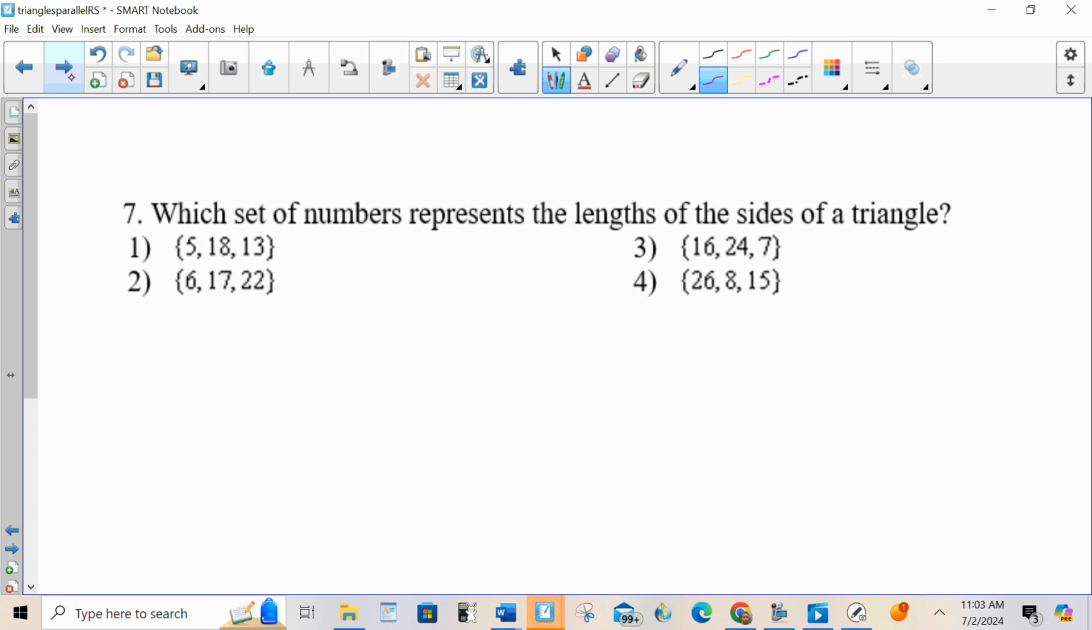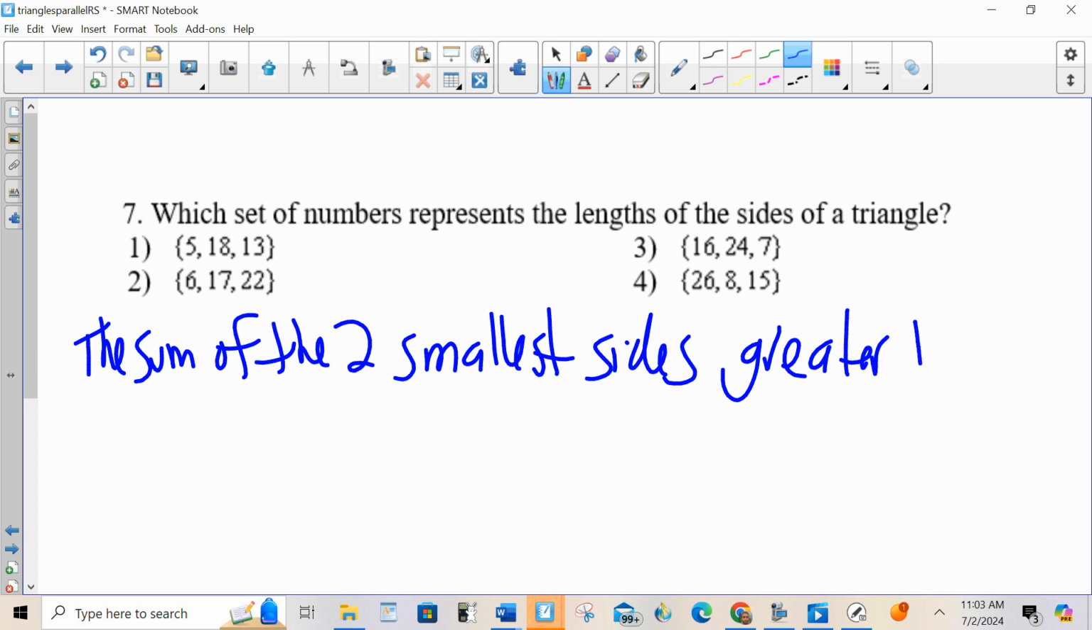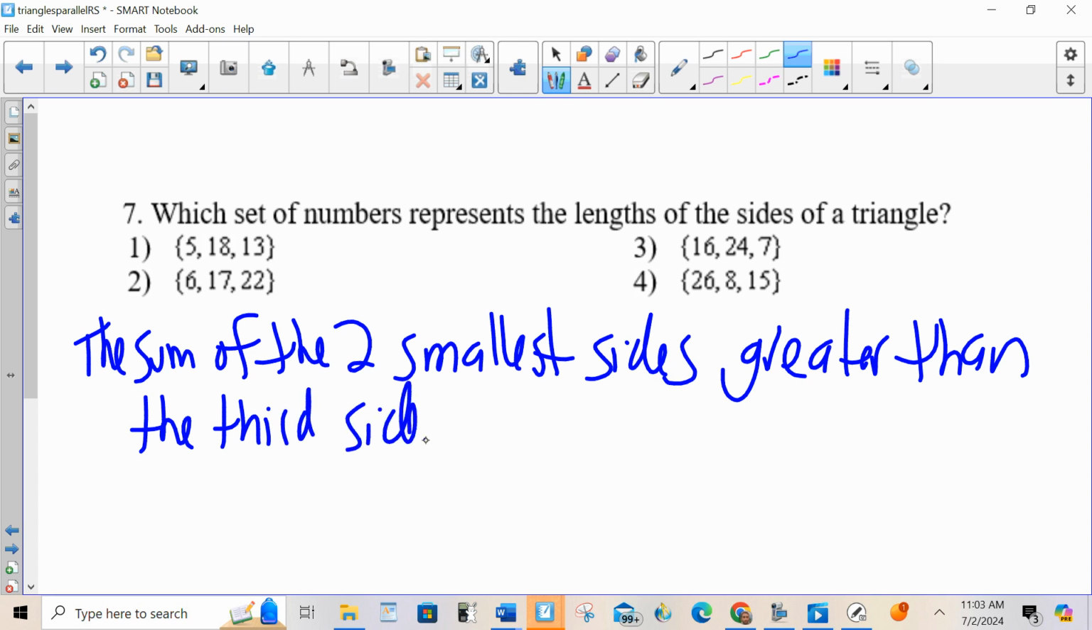Which set of numbers can represent the lengths of the sides of a triangle? Well, triangle inequality theorem states that the sum of the two smallest sides must be greater than the third side. So for choice 1, the two smallest sides are 5 and 13. Is 5 plus 13 greater than 18? No, it's equal to 18.